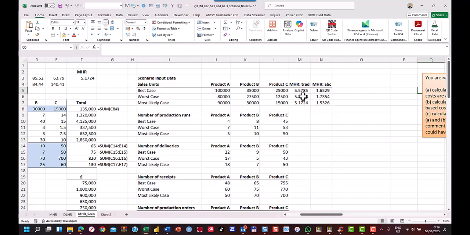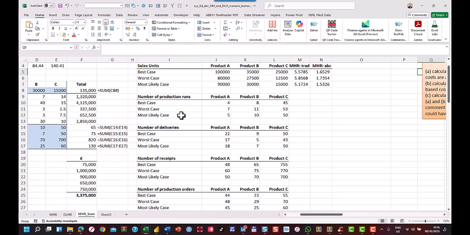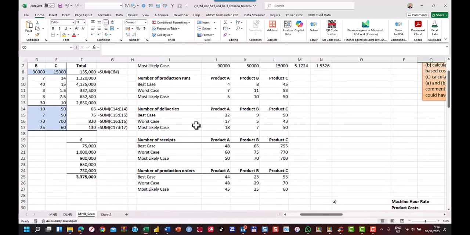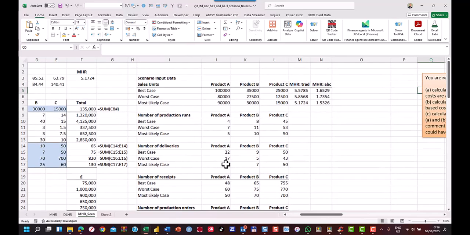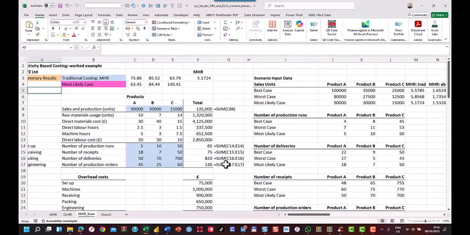The machine hour traditional, and by machine hour, by ABC. Nothing to shout about there. That's the way it is. Then I needed to create scenario data for number of production runs, best case, worst case, most likely, number of deliveries, number of receipts, and number of production orders. And that's it. So I now need to feed that into what's on the left-hand side.